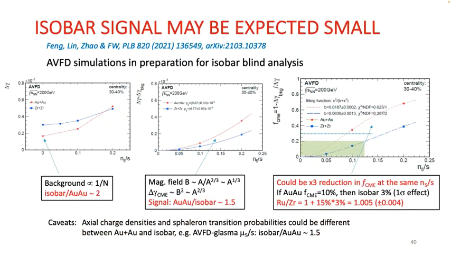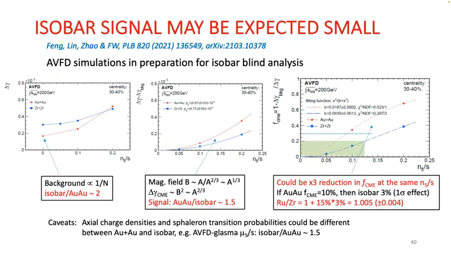This is to tell you that in isobar we see no signal, and in gold-to-gold we see a hint of signal, and they're not contradictory to each other. This is because in isobar collisions your signal is smaller by a factor of 3. That's my estimate. And this is because your magnetic field in isobar collisions is smaller because the Z number is smaller.